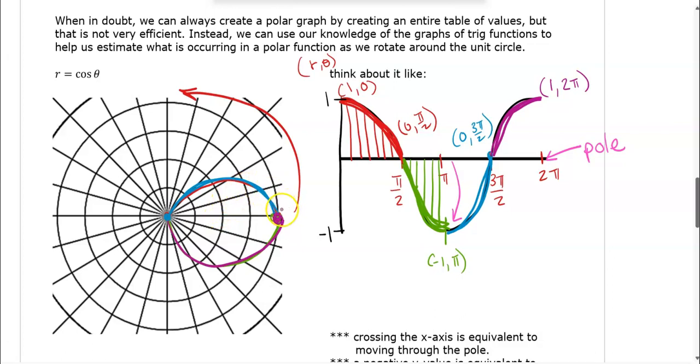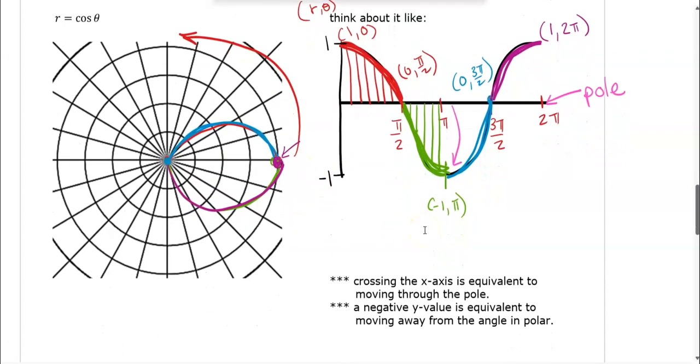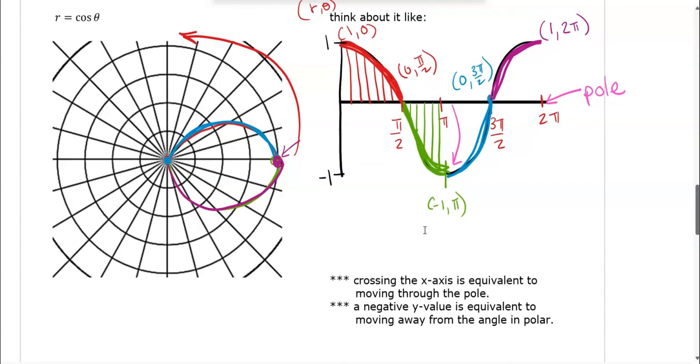Okay, my r value, so whatever I have out front here for my a, is going to represent my r that I'm doing here. So the important thing to take away from this is that crossing the x-axis is equivalent to moving through the pole. A negative y value is equivalent to moving away from the angle in polar.